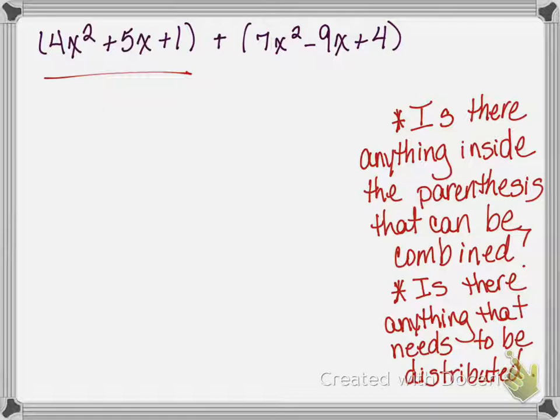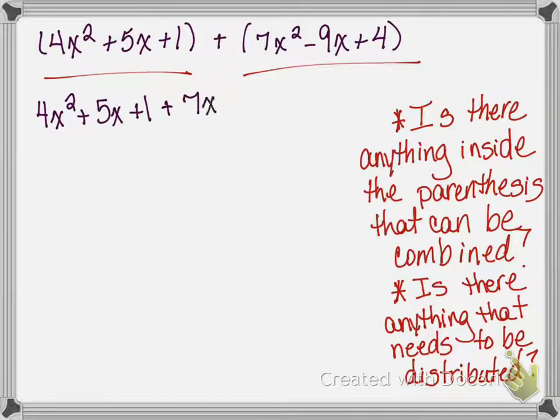Okay, so that's what we're going to do. When you've dealt with both of these, that's when you can drop the parentheses. Is there anything that needs to be distributed? No. So when you've dealt with that, you can start combining terms. Okay? So I have 4x squared plus 5x plus 1 plus 7x squared minus 9x plus 4.